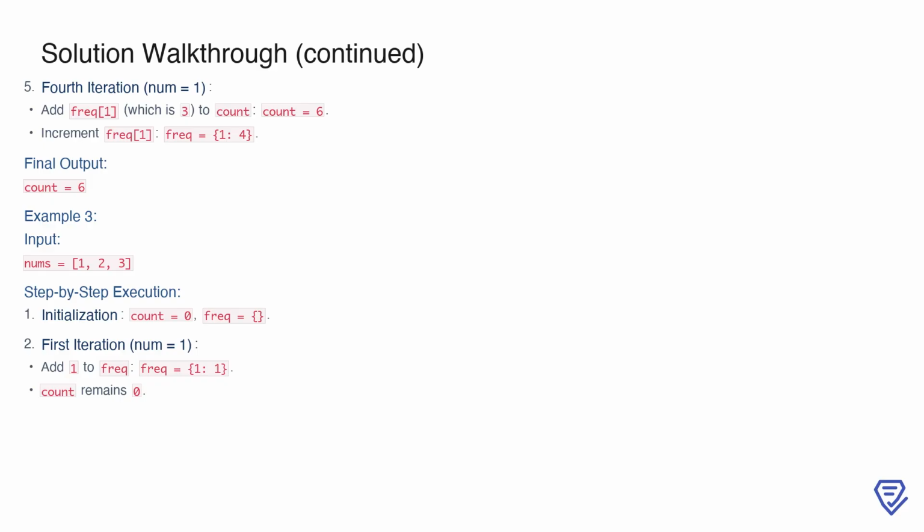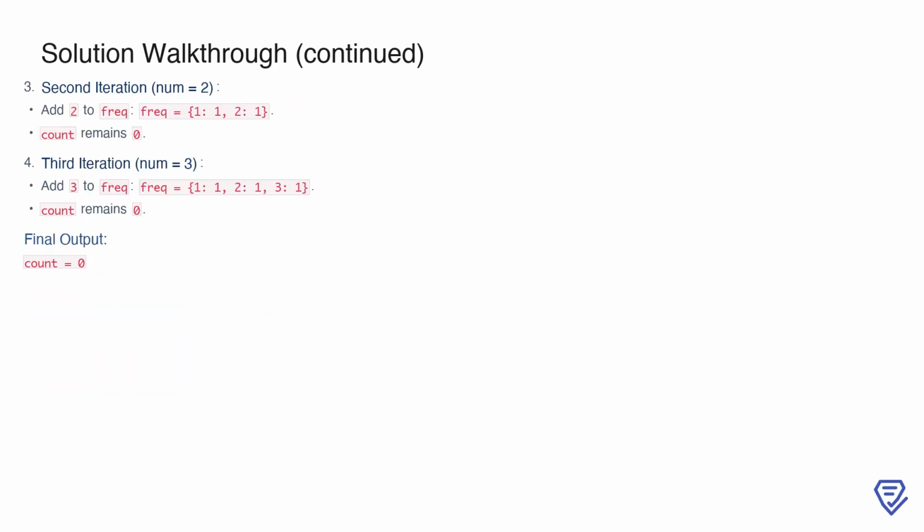We initialize count to 0 and frequency to an empty dictionary. In the first iteration, we encounter the number 1. Since 1 is not in frequency, we add it with a value of 1. At this stage, count remains 0 as no good pairs can be formed.